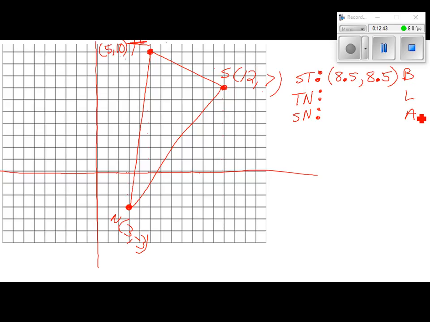If I got that point, 8.5, 8.5, I count over 1, 2, 3, 4, 5, 6, 7, 8, and I go out a half. So right here in the middle of this block, then I go up 8.5. 1, 2, 3, 4, 5, 6, 7, 8 and a half, and that's going to put me somewhere right about there. We're going to call that B, and that's 8.5, comma, 8.5.